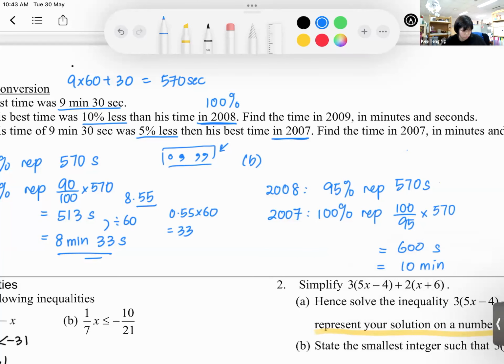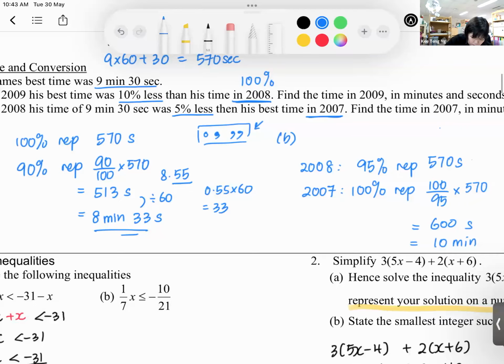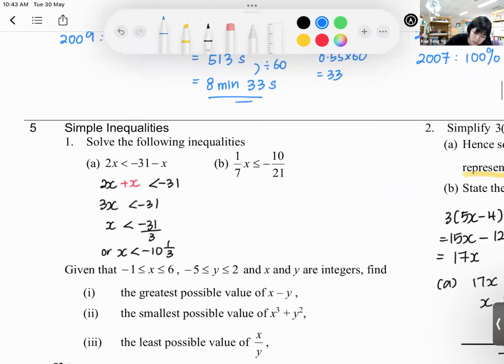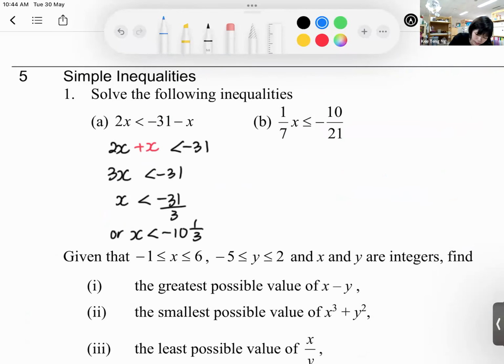Okay. Any questions with this question? Any problem? Okay, then move on a little bit more. Okay, next part, solve simple inequality. This one, you treat it like an equation, a one-line equation. So I need to group the x together. I'll shift the x over to this side. From subtracting x, you become adding x, right? Then you get your answer. So no problem with this.